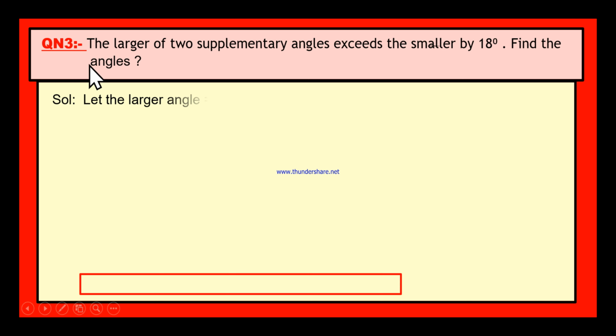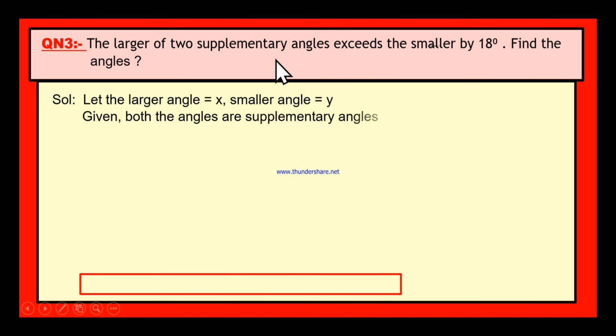Okay. Now look at the solution. Let the larger angle be equal to x and the smaller angle be equal to y degrees. We took two angles, and since it is given that both the angles are supplementary, therefore the sum of both the angles, that is x plus y, is equal to 180 degrees. It is the first equation. x plus y is equal to 180. It is the first equation.